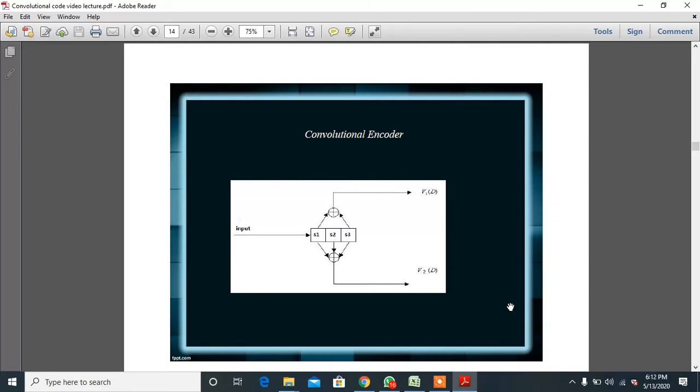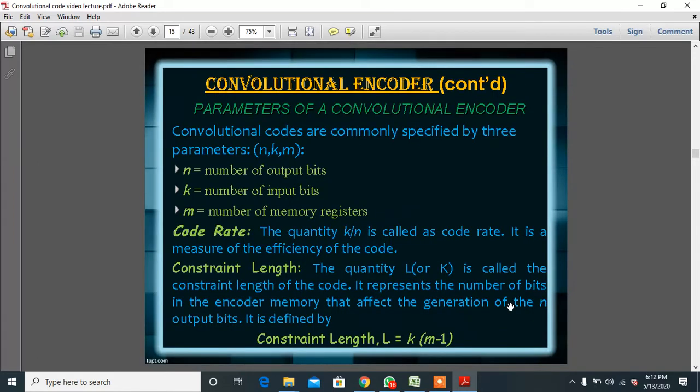Shift registers are a series of flip-flops, and modulo 2 adders are used. Now, in continuation, we will discuss a few parameters of the convolutional encoder. Convolutional codes are commonly specified by three parameters, that are n, k and m. So this is the difference. In other linear block codes and cyclic codes, we used only two parameters, n and k. Here the third parameter is very important.